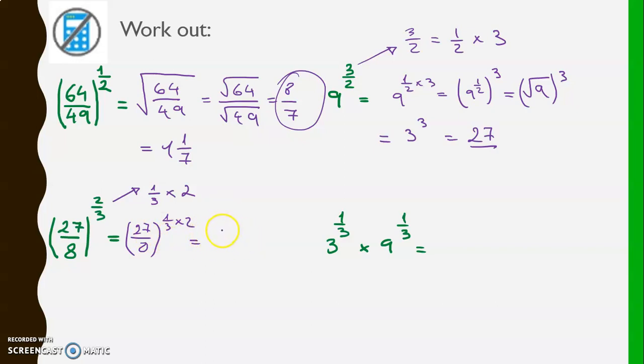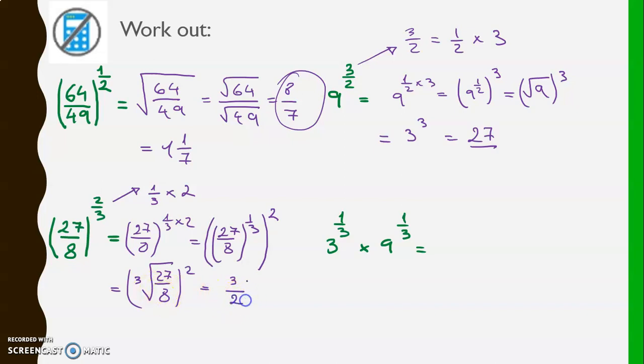Yeah, so that is 27 over 8, everything to the power of 1/3, and then all that is then squared. So 27 over 8 to the power of 1/3 is the same as the cube root of 27 over 8, squared. Cube root of 27 is 3. Cube root of 8 is 2. So that's 3 over 2 squared, which finally leaves us with 9 over 4. And we said that we can actually leave our answer in that form.